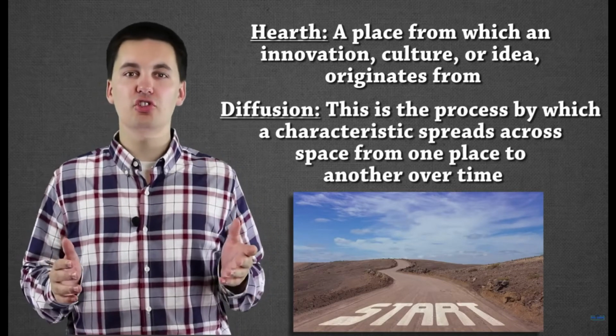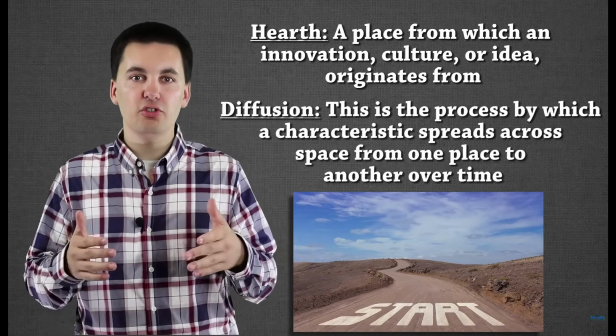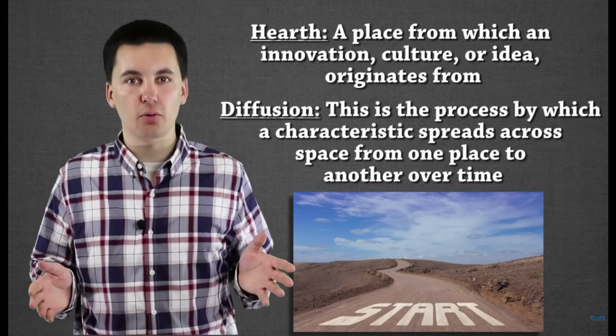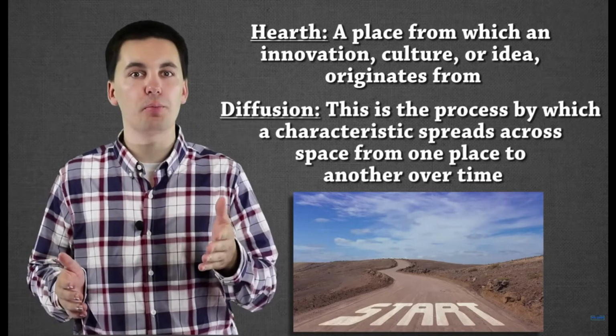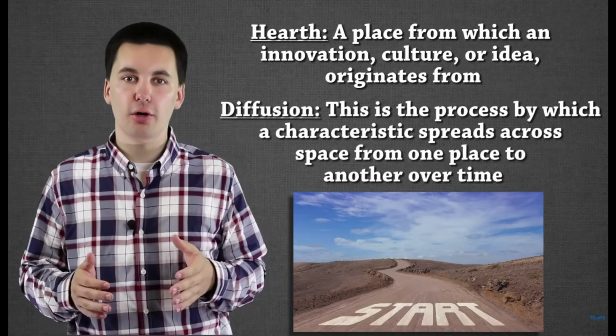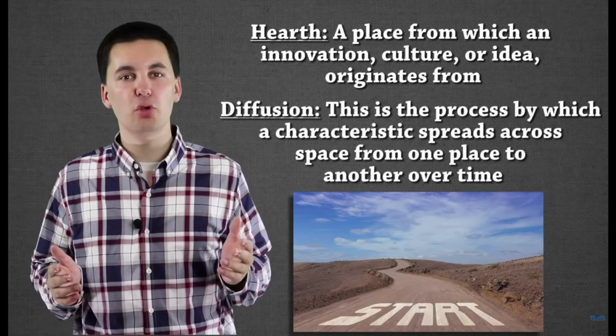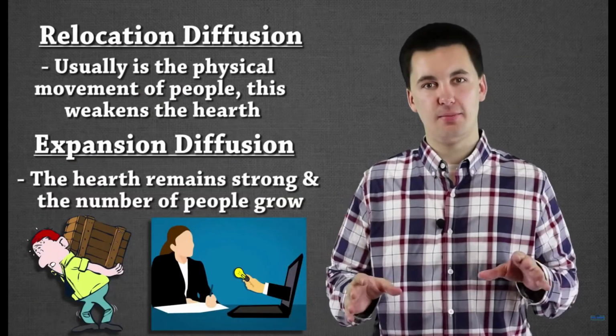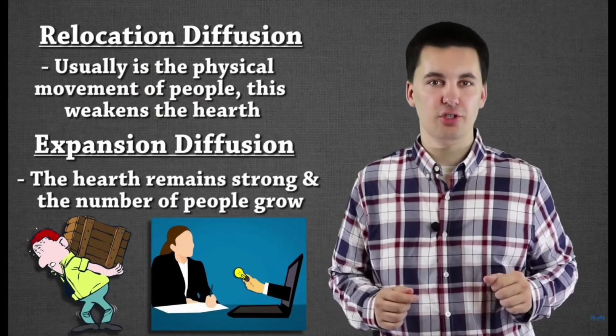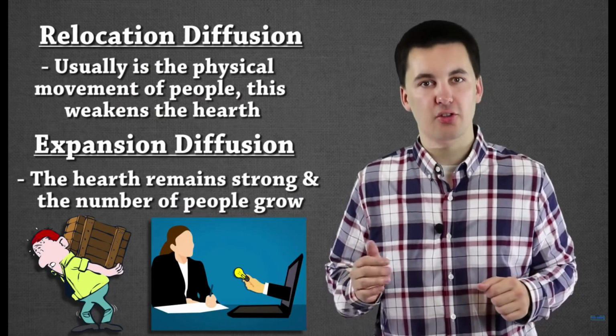And diffusion is just the spread of. So when we diffuse, we spread out. We have an idea go somewhere. We have items go somewhere, or people even move. So a hearth is the origin point, and with diffusion, we're talking about the spread of things. Now there's two main types of diffusion. We have relocation diffusion, and we have expansion diffusion.